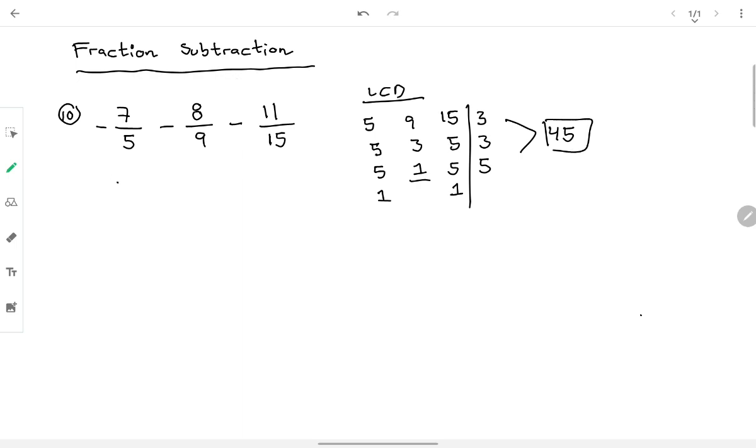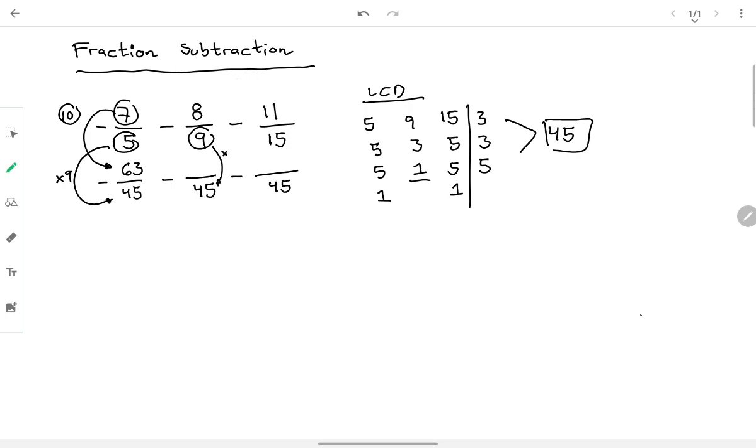So we need to transform all our fractions to 45. Remember, they will stay negative. So in this case, all of them over 45. 5 to get 45 is multiplied by 9, so 7 is also multiplied by 9, we will get 9 times 7 is 63. 9 gets multiplied by 5 to get 45. 8 gets also multiplied by 5, we will get 40. 15 is multiplied by 3 to get 45. Then 11 gets multiplied also by 3, we will get 33.